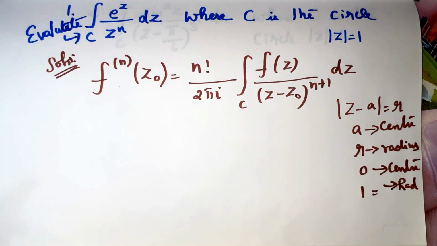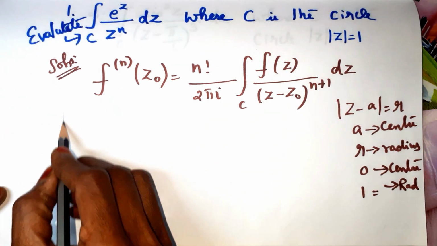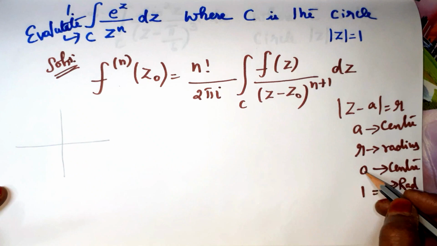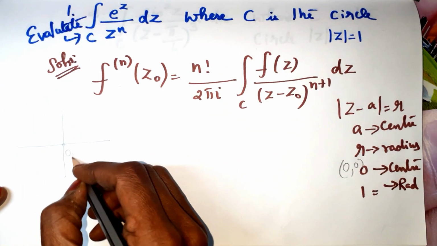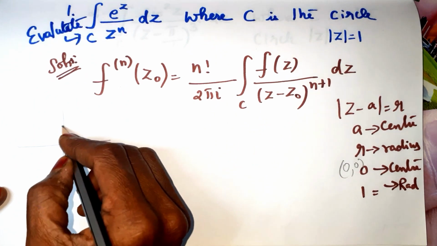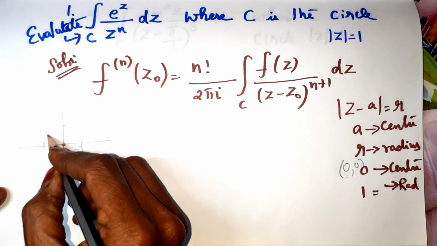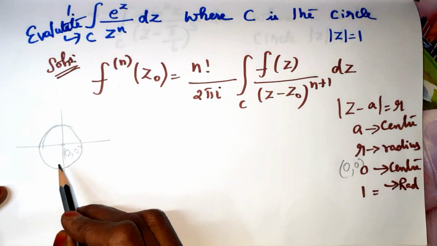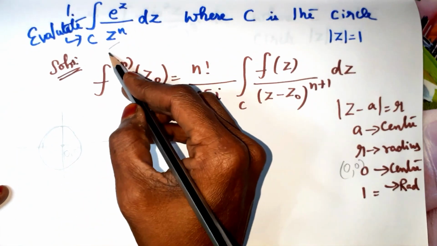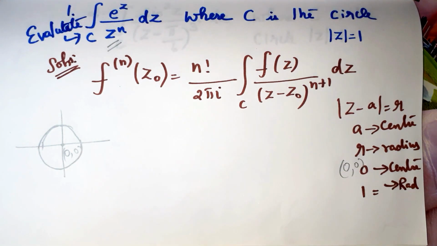So let me draw the circle. With center 0, 0, 0 means the point 0, 0. With center 0, 0 and with unit 1, we have to draw a circle. Okay, this is the circle, and in this circle we are going to evaluate an integration of this kind.